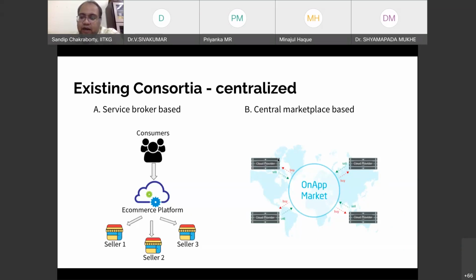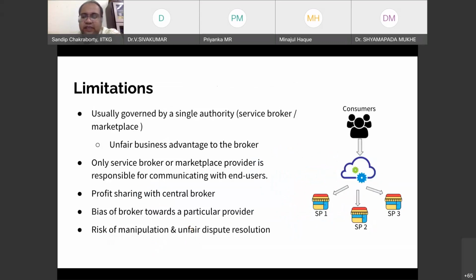Similarly, in the cloud marketplace, we have this OnApp market where different small cloud service providers can collaborate and provide the cloud services to the end users. Now, the limitation of this kind of centralized architecture is that it is usually governed by a single authority, like a service broker or a marketplace, so there is a possibility of unfair business advantages to the broker, and only the marketplace provider is responsible for communicating with the end user.